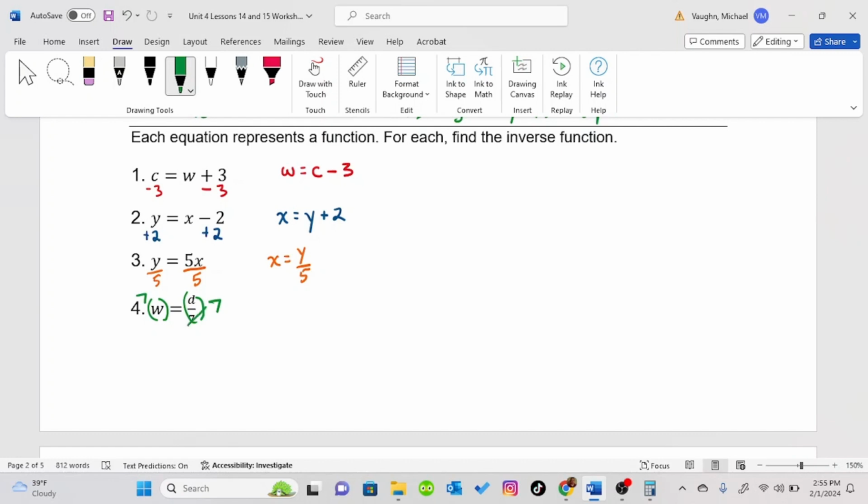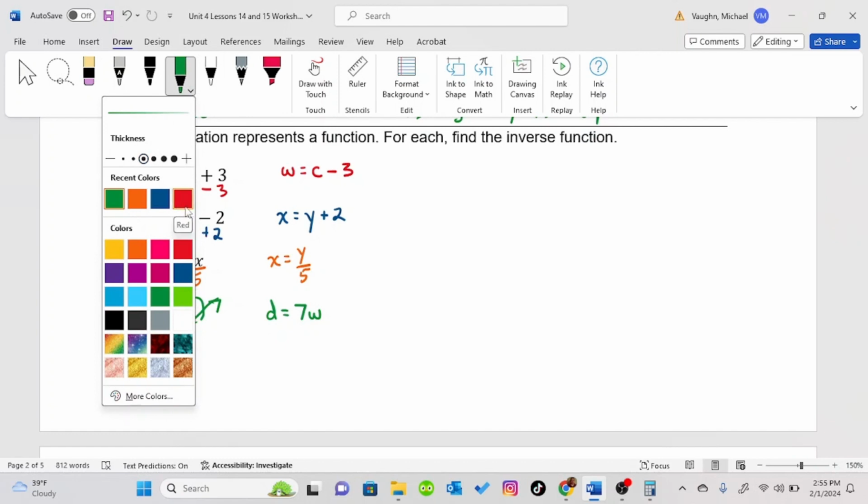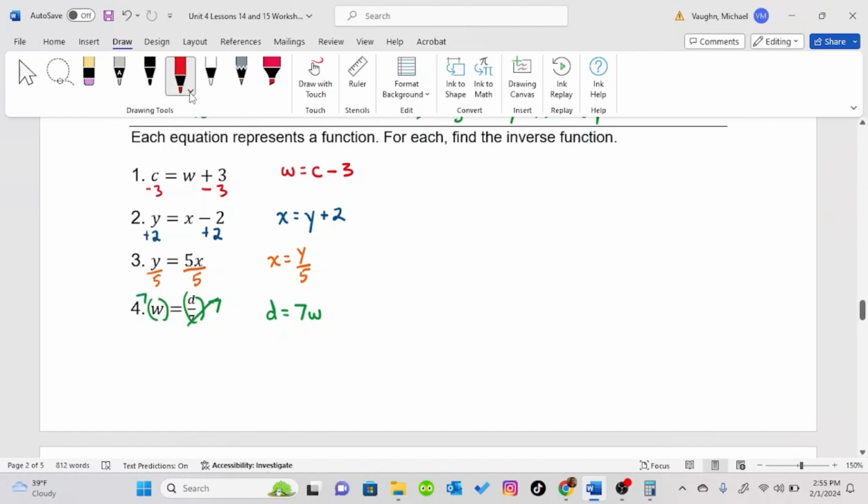The 7's cancel out on the right. So now I have an equation that says d equals 7w. So once again, the inverse function solves for the opposite variable.